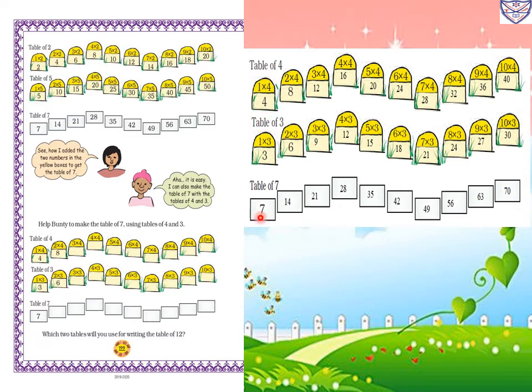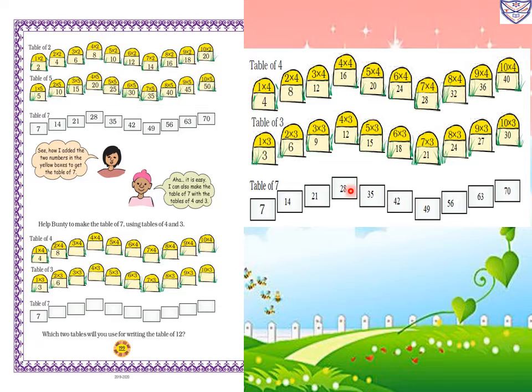So first is 7 1s are 7. So we will add 4 plus 3, 7. Then 7 2s are 14. So we will add 8 plus 6, 14. Then 7 3s are 21. We will add 12 plus 9, 21. Then 7 4s are 28. We will add 16 and 12.